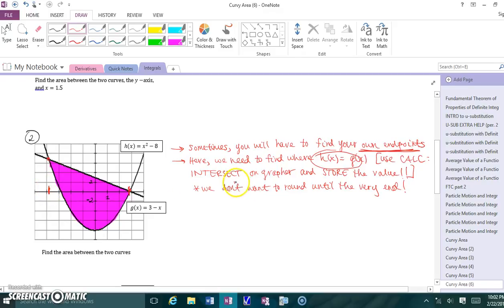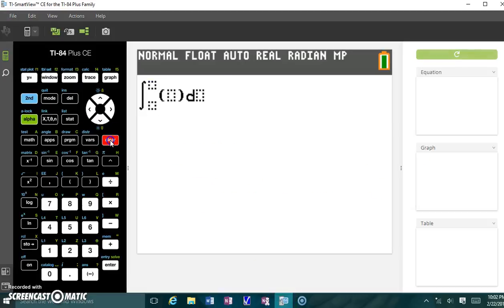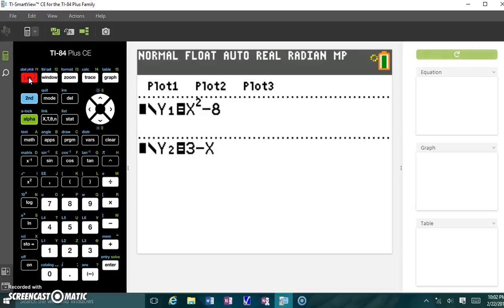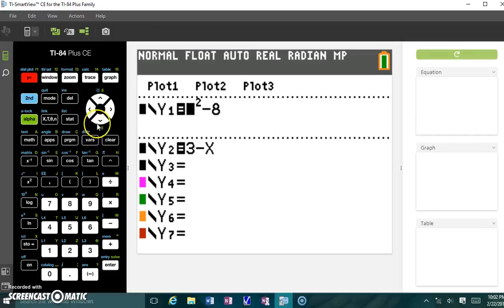So I'm going to do calc intersect on the calculator, and it's going to be very important that we store the values. So I'm not going to do any rounding until the very end because sometimes if you round ahead of time, it'll give you the wrong answer at the end and you'll be off by so much that you'll get the answer wrong. So on your graphing calculator, do this with me now. Let's clear this guy out. And in y equals, why don't you type in what f is and what g is.